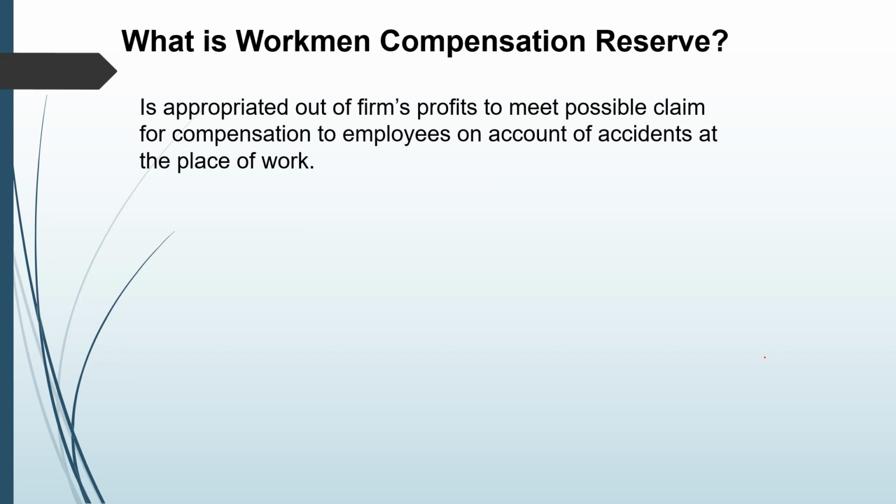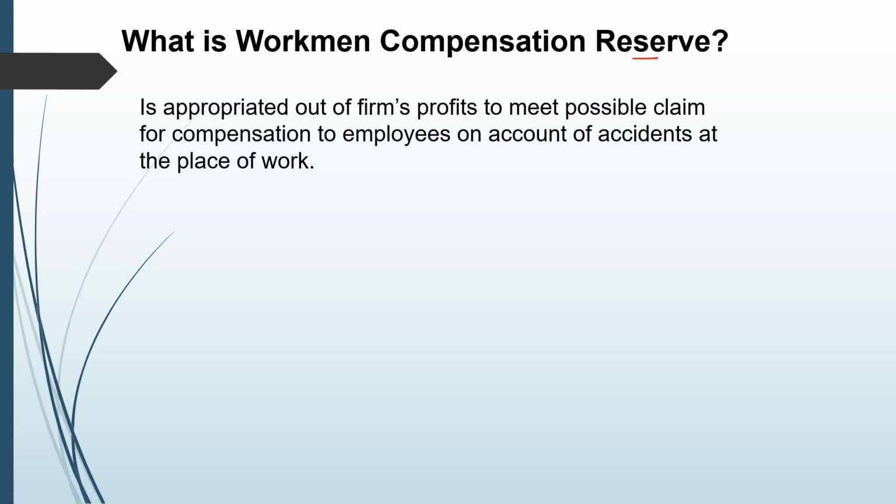Now first let us understand what Workmen Compensation Reserve is. From the term you see it is a Workmen Compensation Reserve. So first of all, it is a reserve. Where does it appear? On the balance sheet, liability side. And what is a reserve created out of? It is normally created out of the profits which are set aside, appropriated into this account called a reserve.